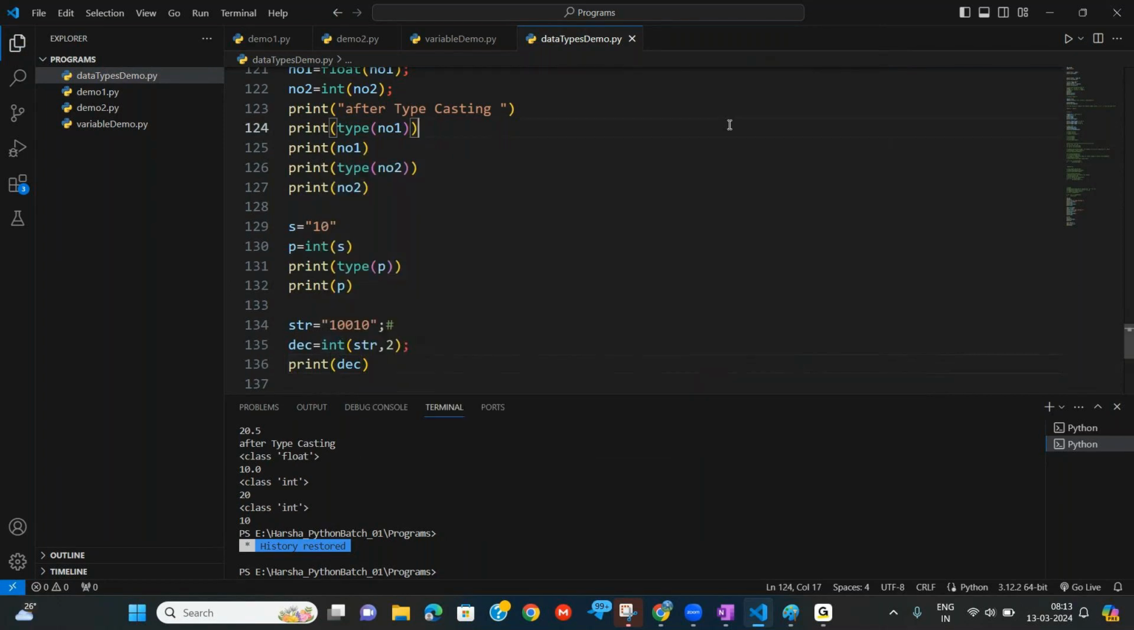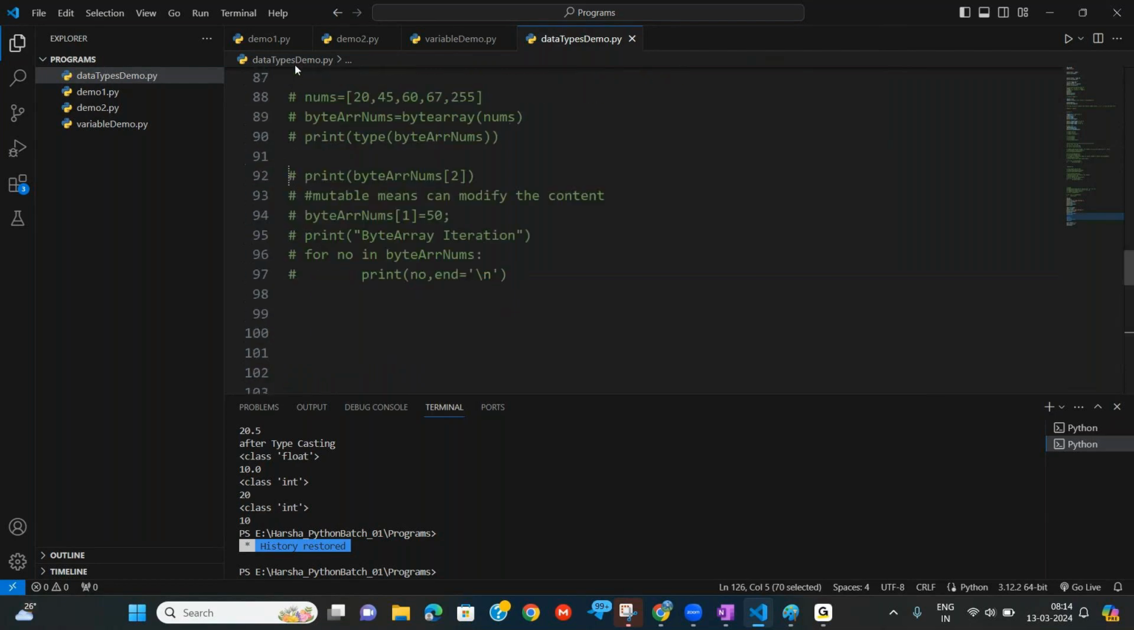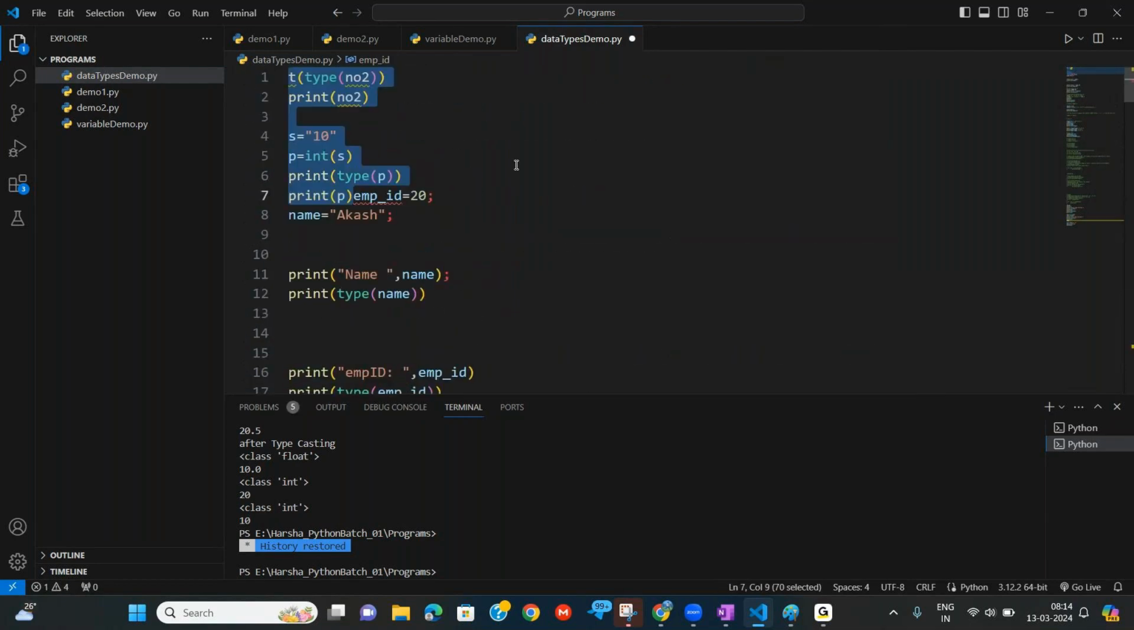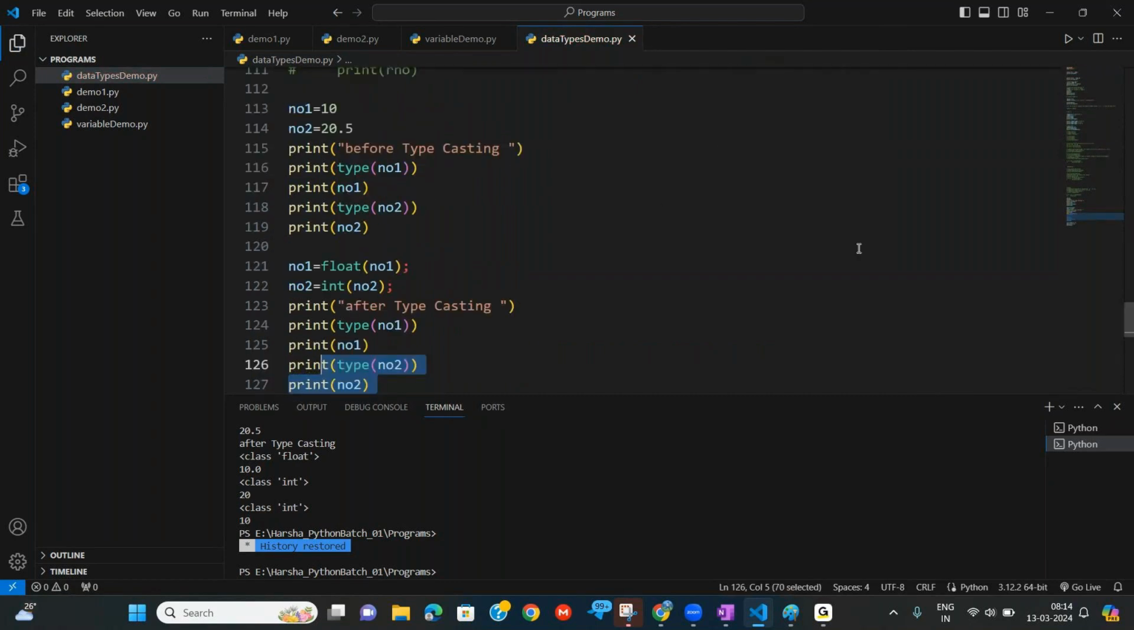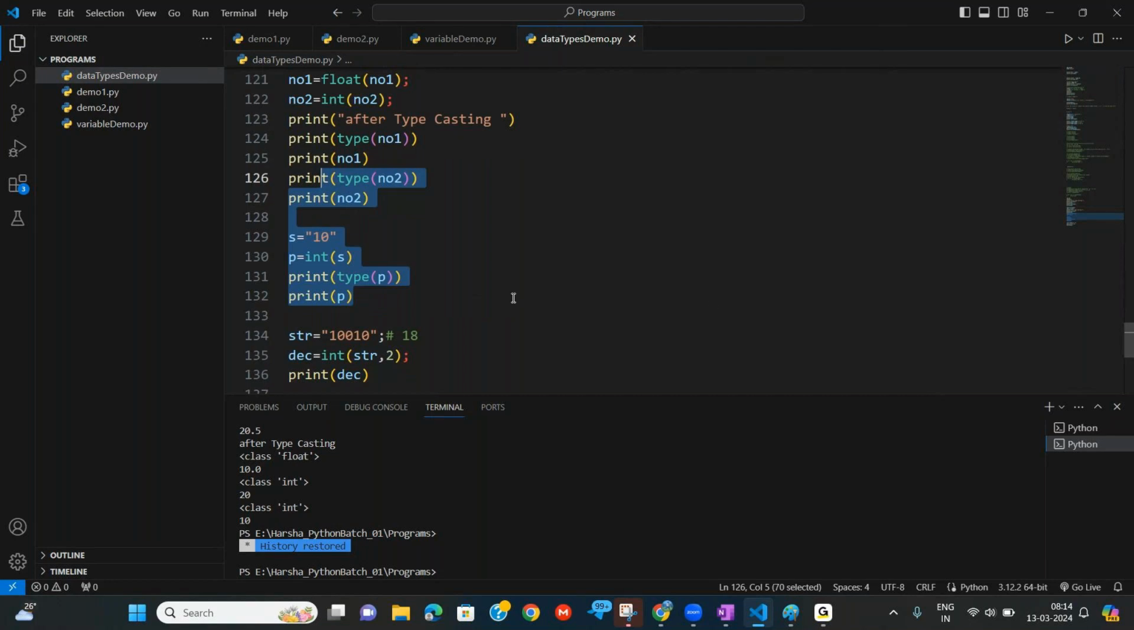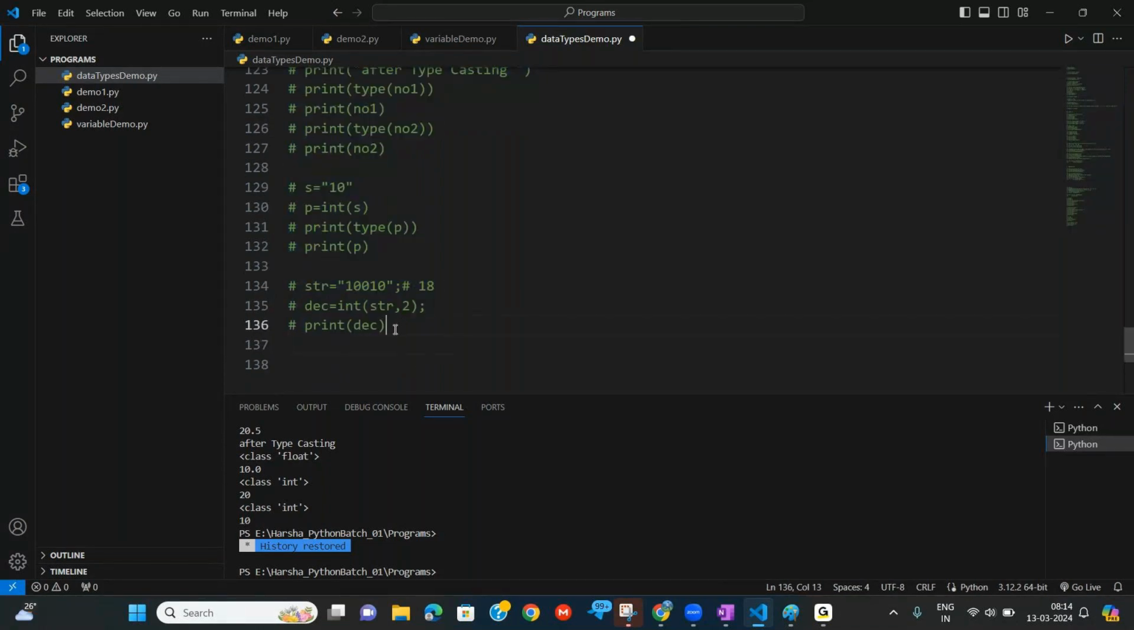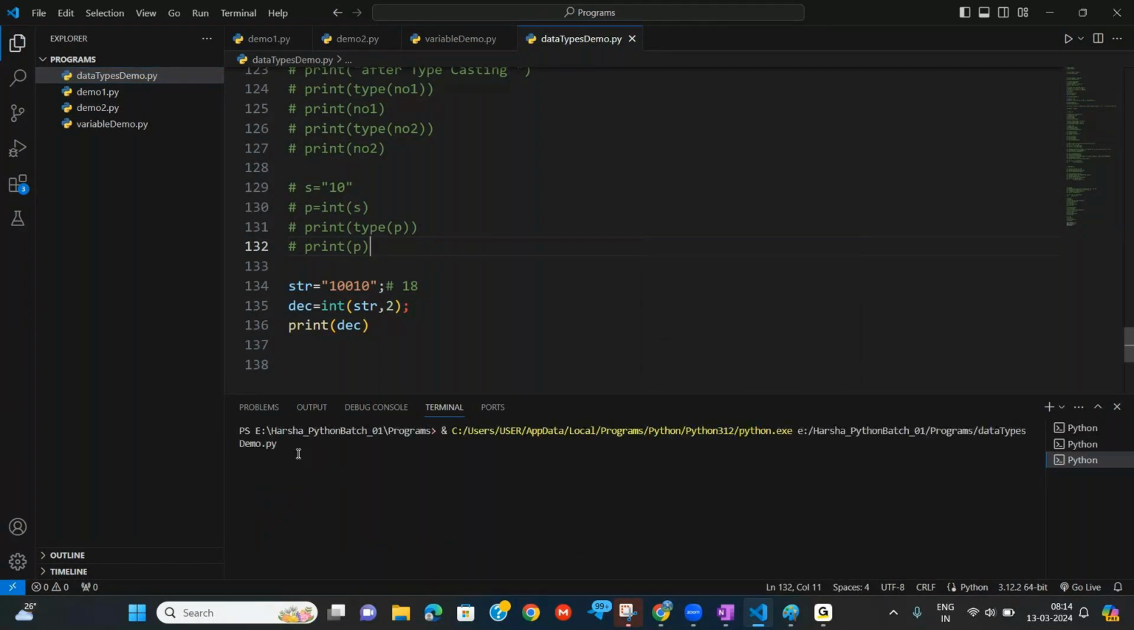So this is 10010. It is equivalent to what? It is equivalent to 18. So this will convert it to 18. If I am trying to print this, so see, let me comment out all this. Okay, so let me uncomment these things only. Okay, there, I'm able to get the output. See, I'm getting 18. Okay, this is also possible.